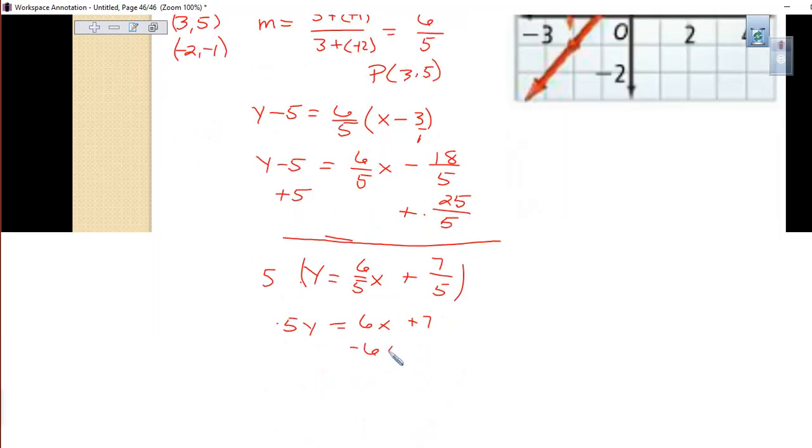So the last step is to subtract 6x. Negative 6x plus 5y equals 7. And if we were going to change the a to positive, I just multiply everything by -1 and get 6x minus 5y equals -7. So no matter what point you choose, your answer will always come out to be the same at the very end. All right, so this was given 2 points in writing the equation of a line in standard form.